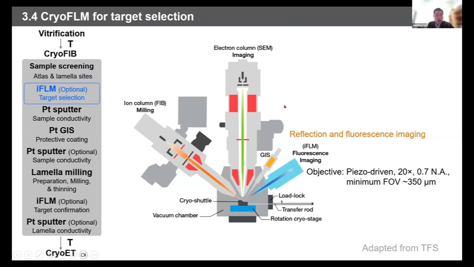Once you get the position of the lamella, you can also move forward if you have an integrated fluorescence microscope column inside your system. Aquilos 2 generally provides this integrated fluorescence configuration. It has an objective lens, with only 20 times magnification and a view of only several hundred micrometers, but it's still good enough for you to find the pocket which you want to image.